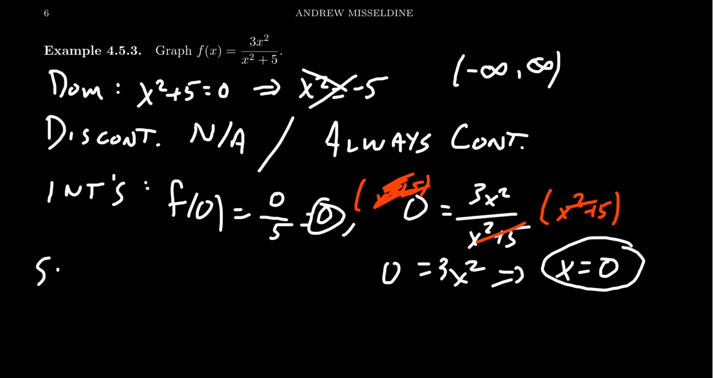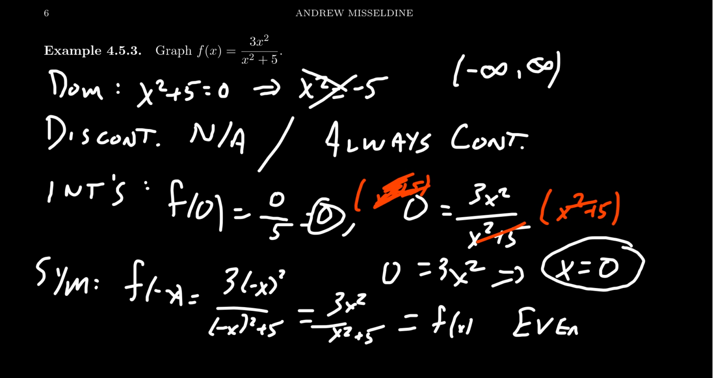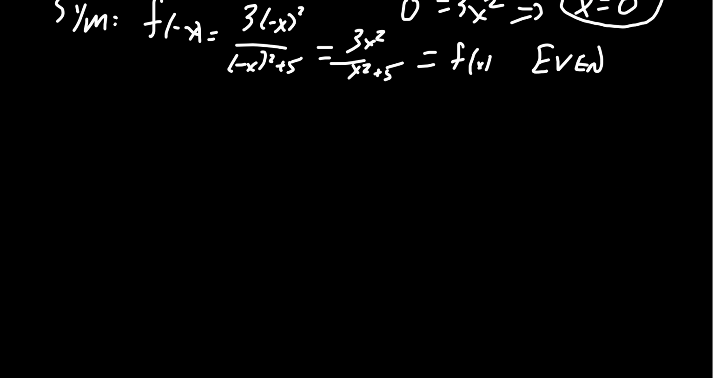If we looked at symmetry, f of negative x will equal 3 times negative x squared over negative x squared plus 5. If you take a square of a negative number, it becomes positive. So you get 3x squared over x squared plus 5. That's equal to f of x again. This function is even. It's symmetric with respect to the y-axis. If you skip this step, it's not a horrible thing, but it is an even function. Let's use that to our advantage.